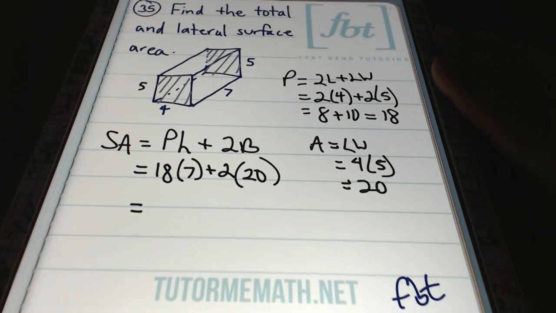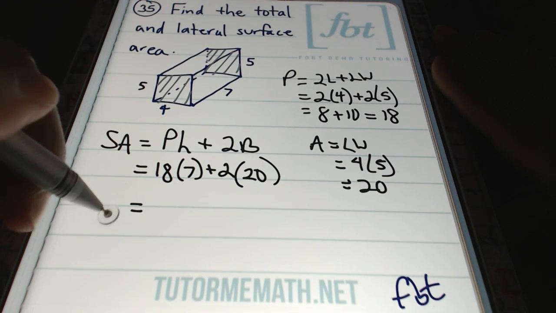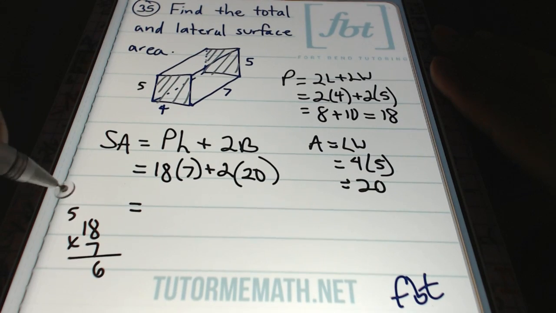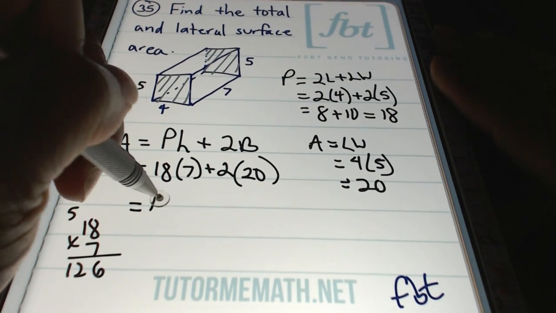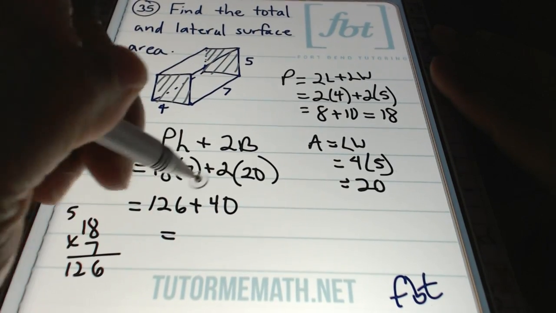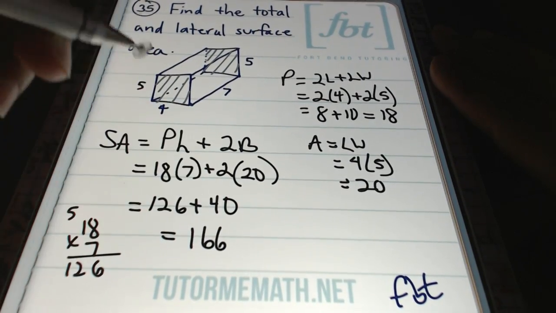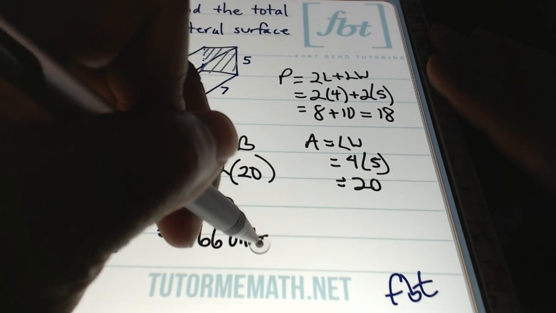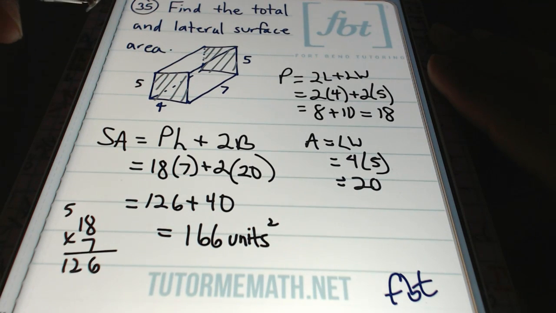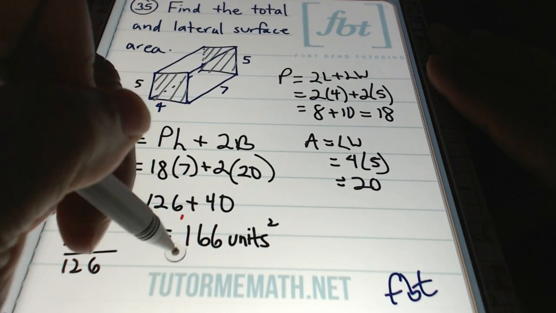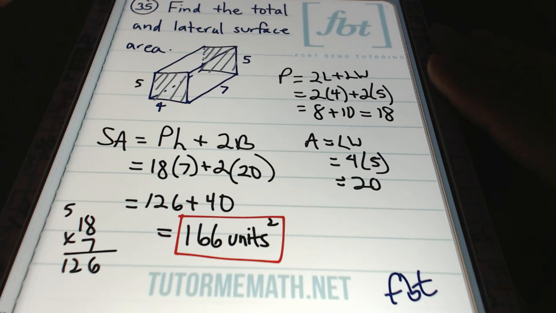Now we'll be multiplying the 18 times 7. So 18 times 7 is a number I don't know. Let's go ahead and figure it out. We'll say that's 56, carry that 5. That gives you 126. Plus 2 times 20, which is 40. Adding that together gives you 166. And then this would mean that our units are squared. It's always to the second power when you're dealing with area, ladies and gentlemen. And then we will red box it.